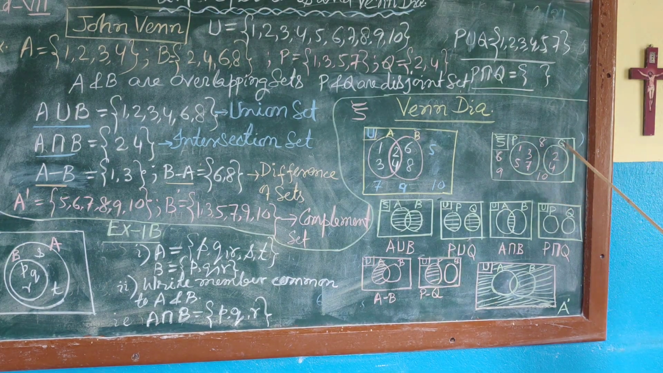Now the P complement, including the elements of Q, is 2, 4, 6, 8, 9 and 10. Q complement will be 1, 3, 5, 7, 6, 8, 9 and 10. Okay, this is all. Now I will take some Venn diagrams and shaded portions of Venn diagrams.